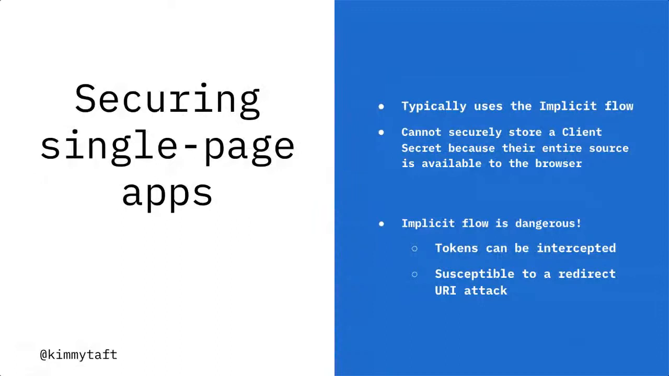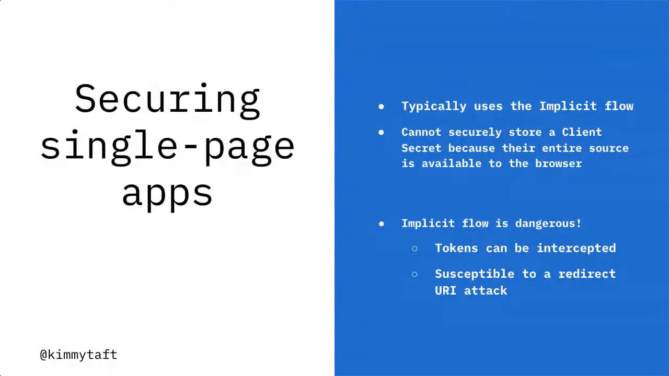Implicit flow returns access tokens as part of the URL, like we talked about. This is how tokens can be intercepted and accessed. The tokens might be saved in a user's browser history or logs. The history or logs might be stored in a cloud service and sent to multiple devices, which provides an even greater amount of risk.